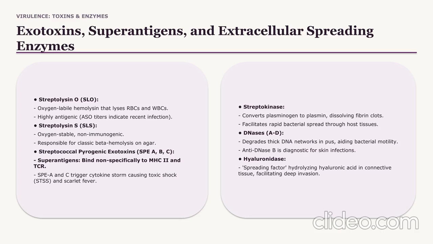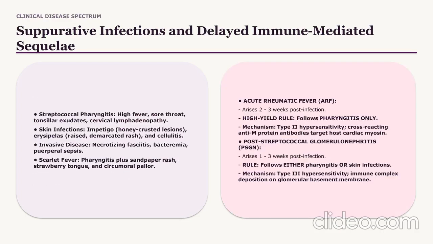Culture. Inoculated on blood agar, yielding pinpoint colonies surrounded by wide beta hemolytic zones. Rapid Antigen Detection Test, RADT. Bedside immunoassay detecting Group A carbohydrate antigens directly from throat swabs. It has high specificity, greater than 95%, meaning a positive result is diagnostic. However, because its sensitivity is variable, 55 to 90%, a negative result in a symptomatic patient must be confirmed by a throat culture.